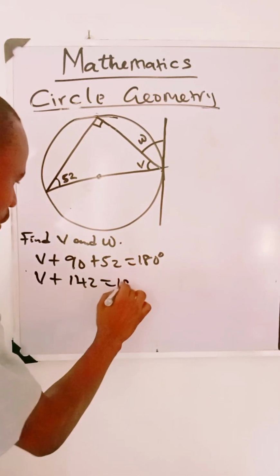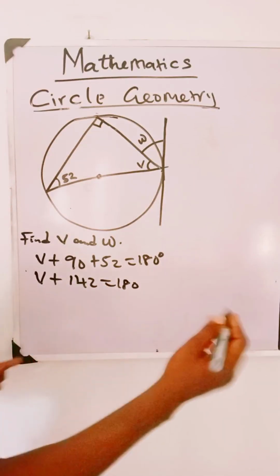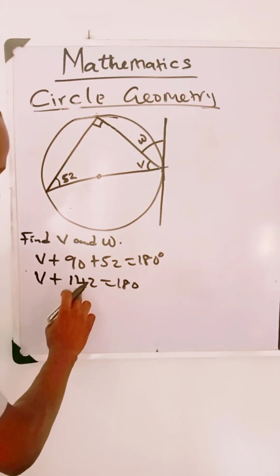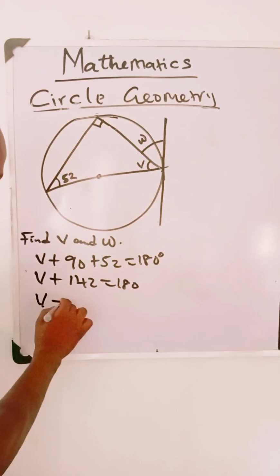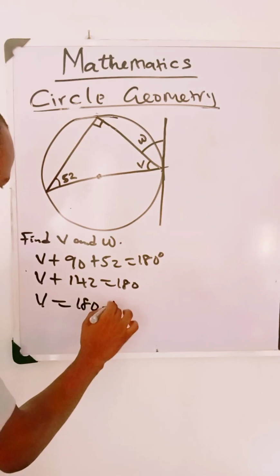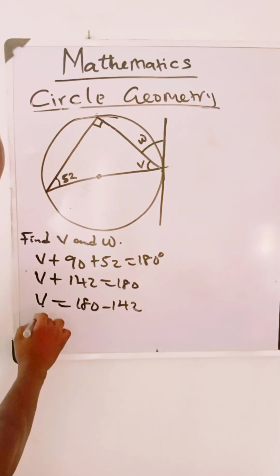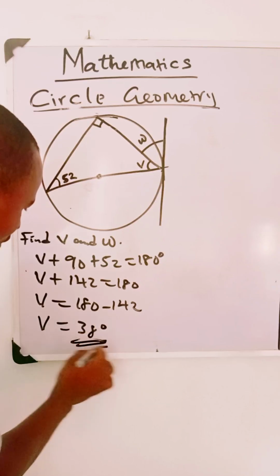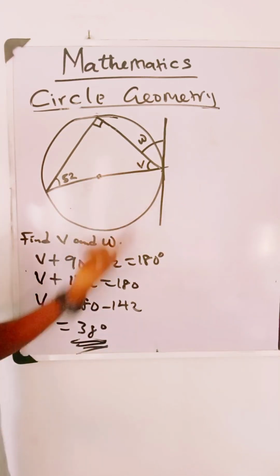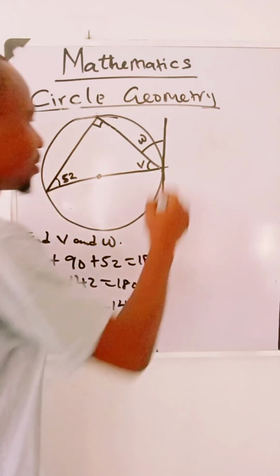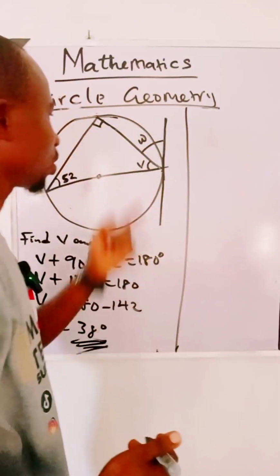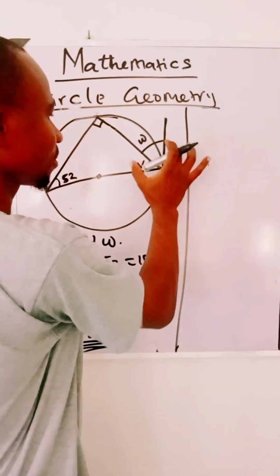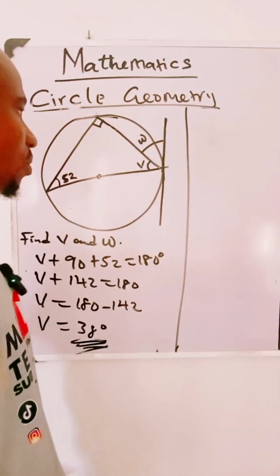142 equal to 180. Right, good. So I will rearrange, carry 142 to this side. My V is equal to 180 minus 142. So my V is equal to 38 degrees. You see, my V is 38 degrees. Okay, very simple. Now to solve for our W, you have to study the angles around this W.